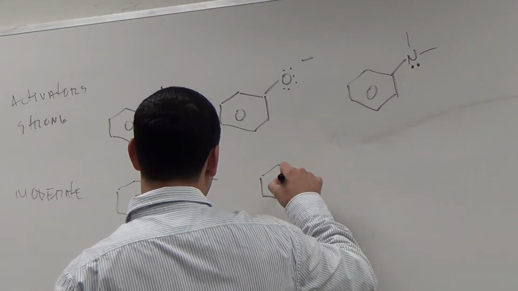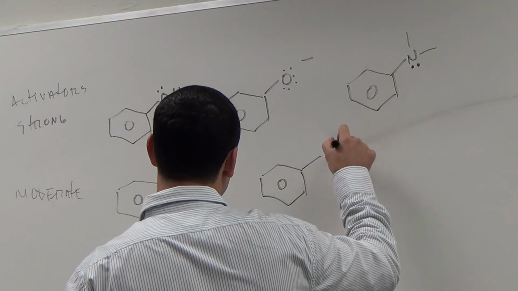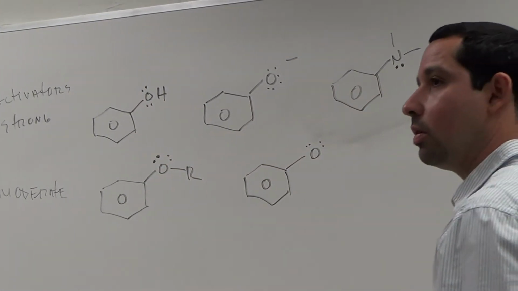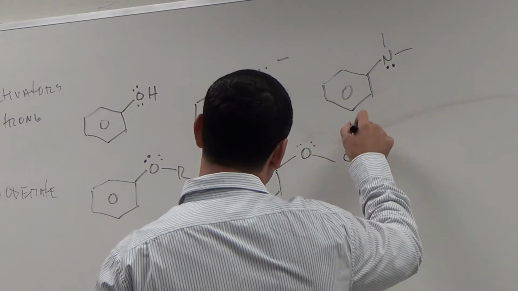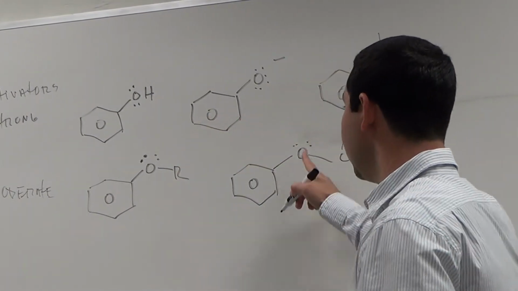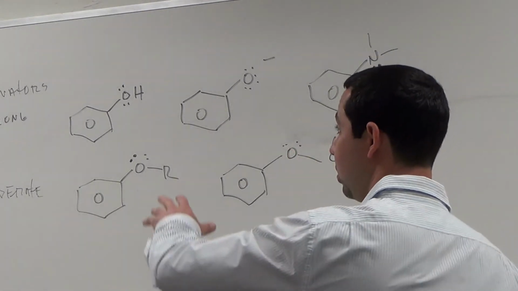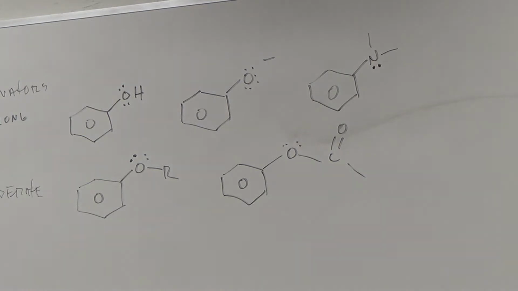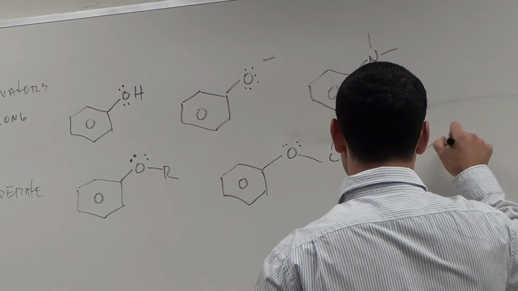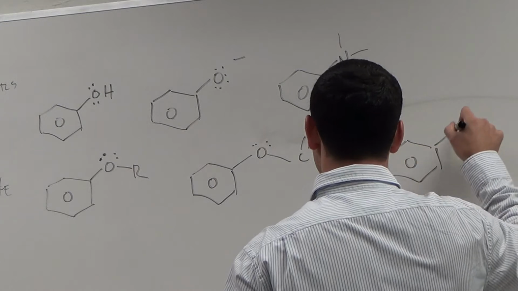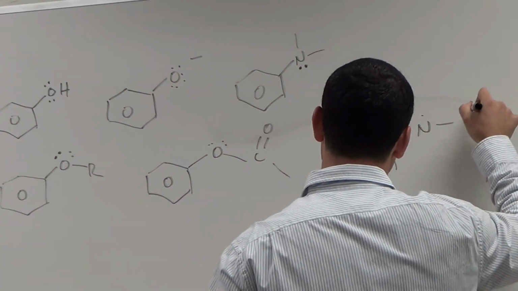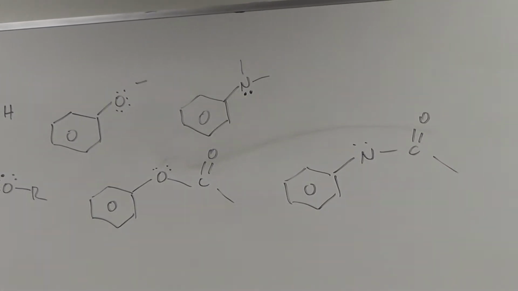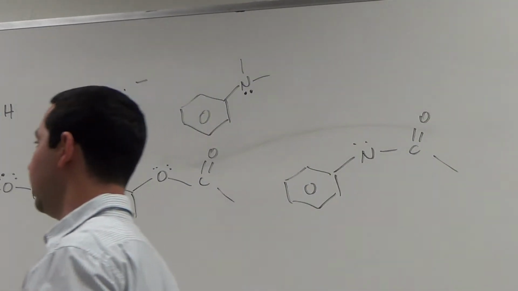And then what else can it have? It could have something like that. Still electron pairs there, but it's not as strong as this because it's withdrawing electron density from it. What else could it be? Could be something with the nitrogen and that same idea. Those are moderate.